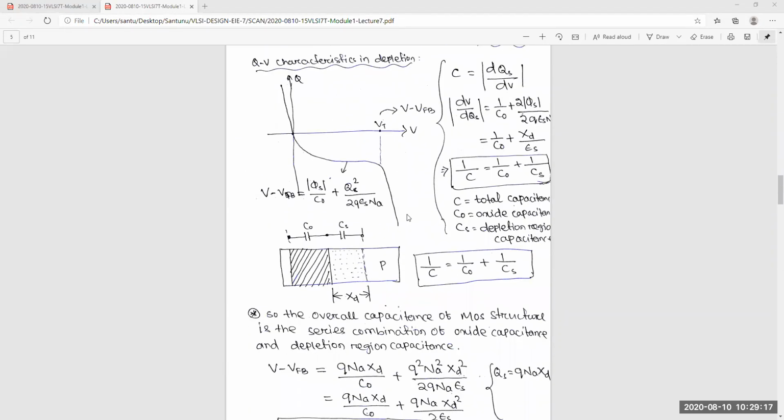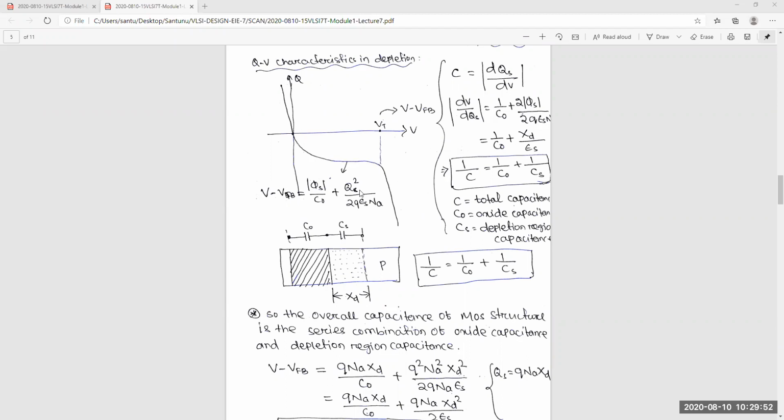So now if you see this picture, this is your QV characteristics at threshold voltage, at the inversion point. This is the accumulation, this is the inversion. This part we will discuss. This part is nothing but Qs by C0 plus Qs square by 2q epsilon S Na. So this is a combination of two things. Already we have discussed it, and if you have any doubt, you can go back and revise that part.